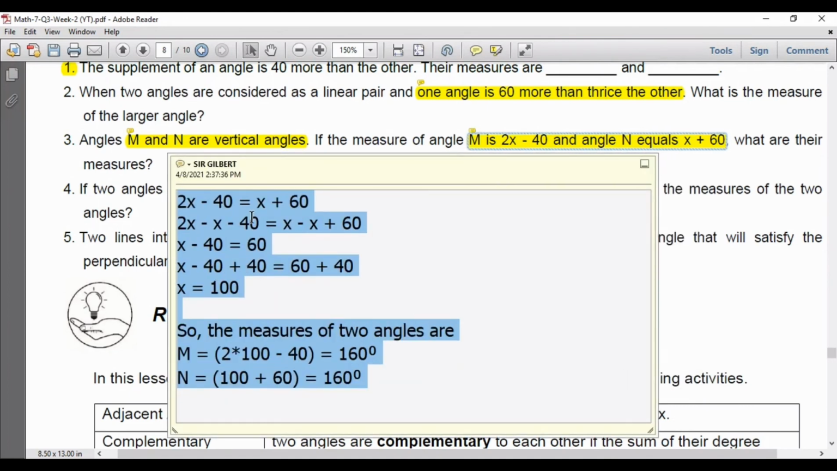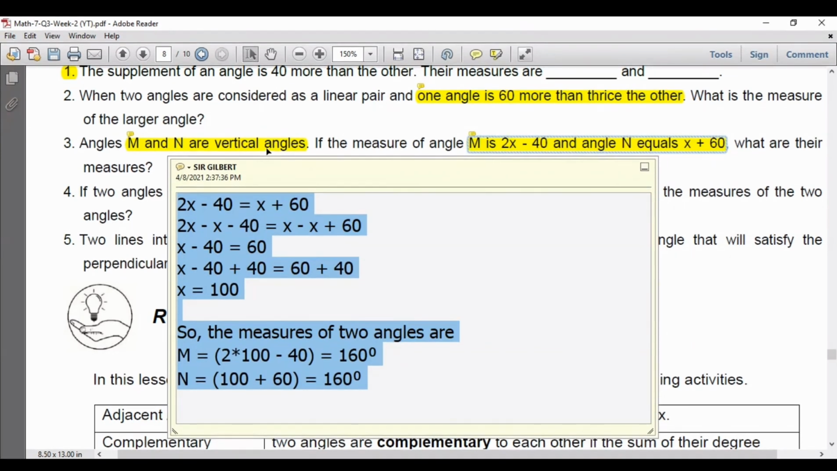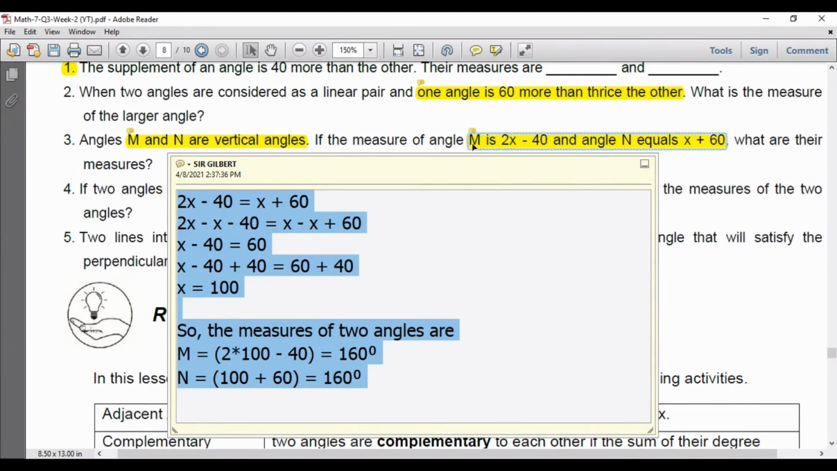So 2x minus 40 equals x plus 60, since M equals N. Since vertical angles are equal, 2x minus 40 represents M, and N equals x plus 60. So 2x minus x, subtracting x on both sides. Then by algebraic manipulation, the measure of M is 2 times 100 minus 40 equals 160. Since x is 100, that's 200 minus 40, which is 160 degrees. And the other is x plus 60. We found x is 100, so 100 plus 60 equals 160 degrees. They are really vertical angles.